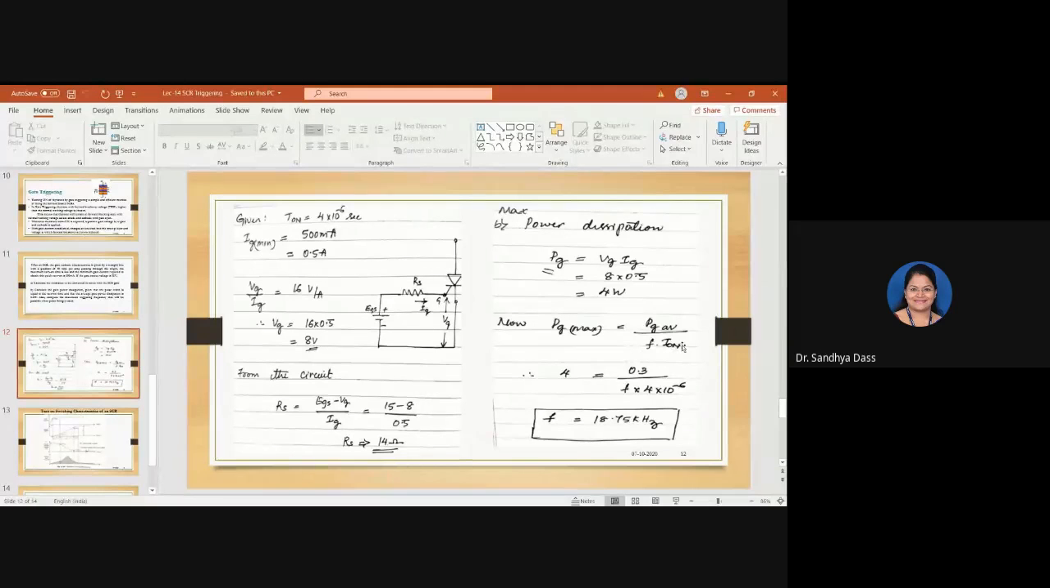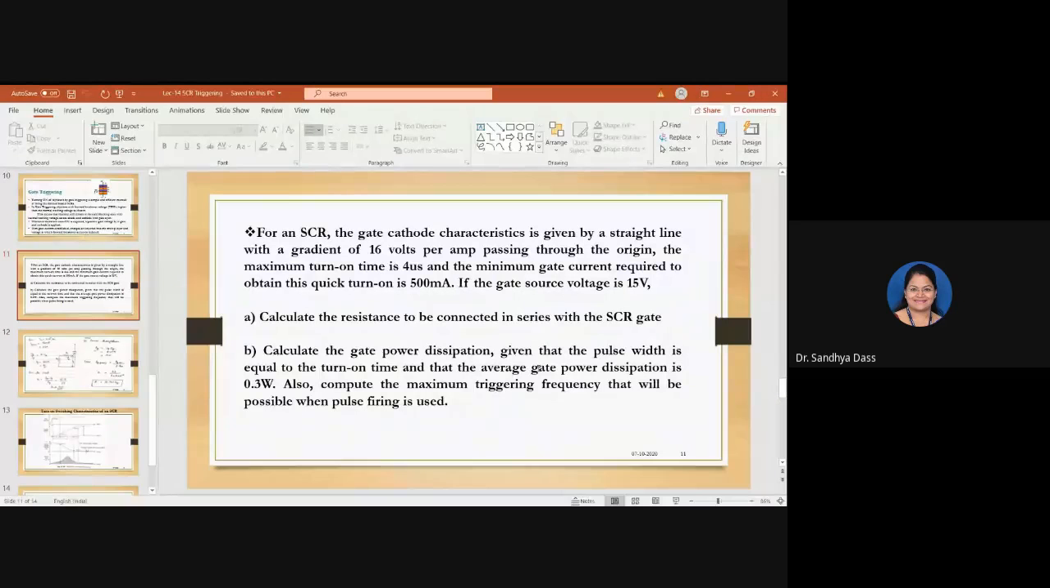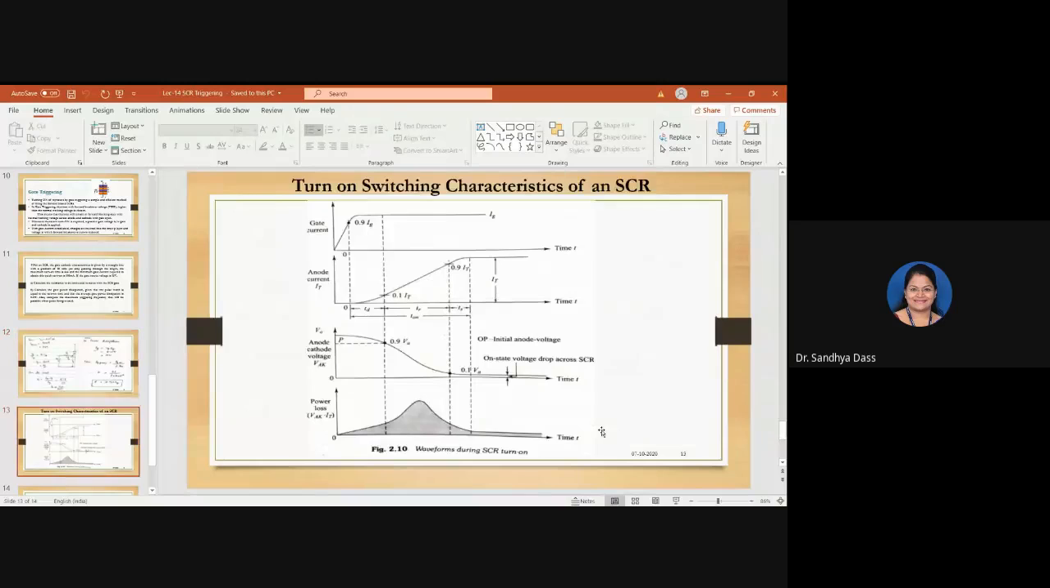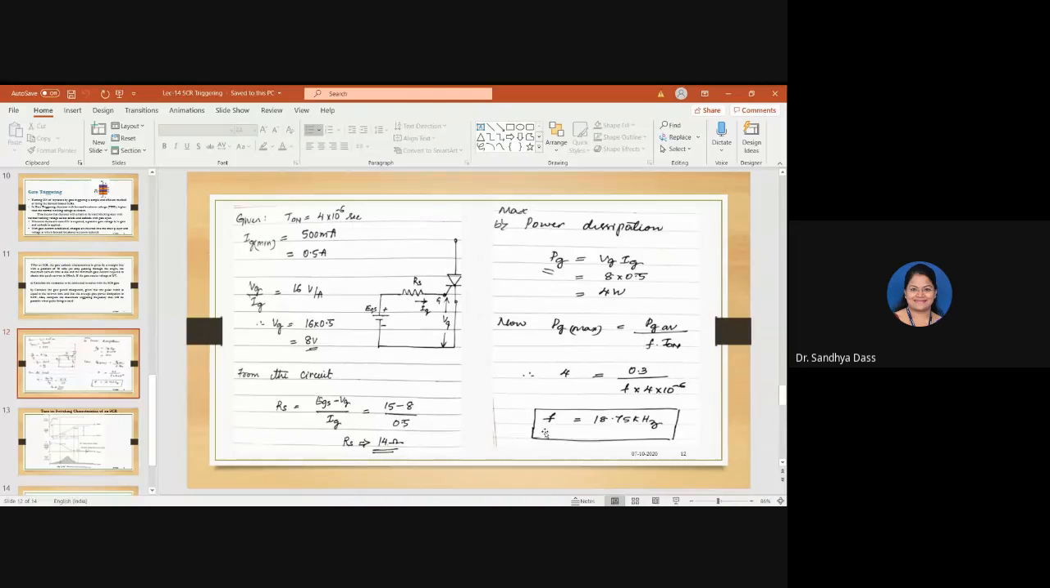So from this expression, I hope you recall it, where the turn-on time is given, and Pg average, that is, the average gate power dissipation, is given. Then the maximum power dissipation you have just calculated. Now what is asked from this expression is the frequency, calculate the frequency at which the device can be turned on. So substituting all terms, you will get F as 18.75 kilohertz.